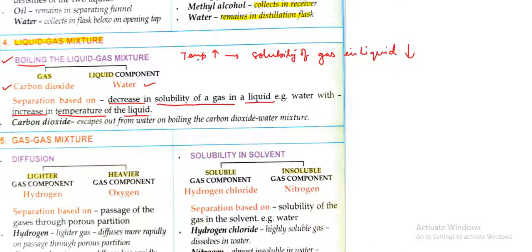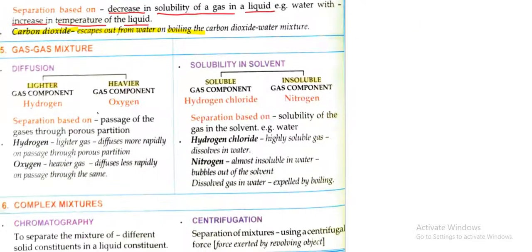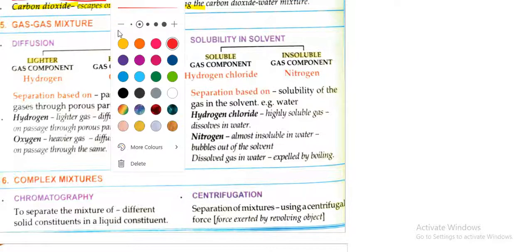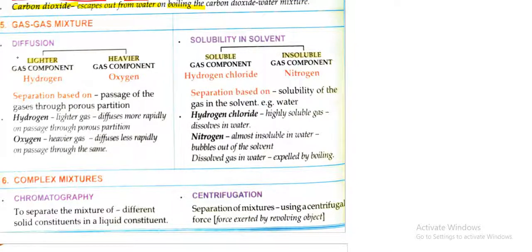So if we boil the water, what will happen? The carbon dioxide escapes from the water on boiling. Like this we can separate the mixture. Next we will see gas mixtures. How do we separate a gas mixture? Very simple. In a gas mixture, students, what happens?